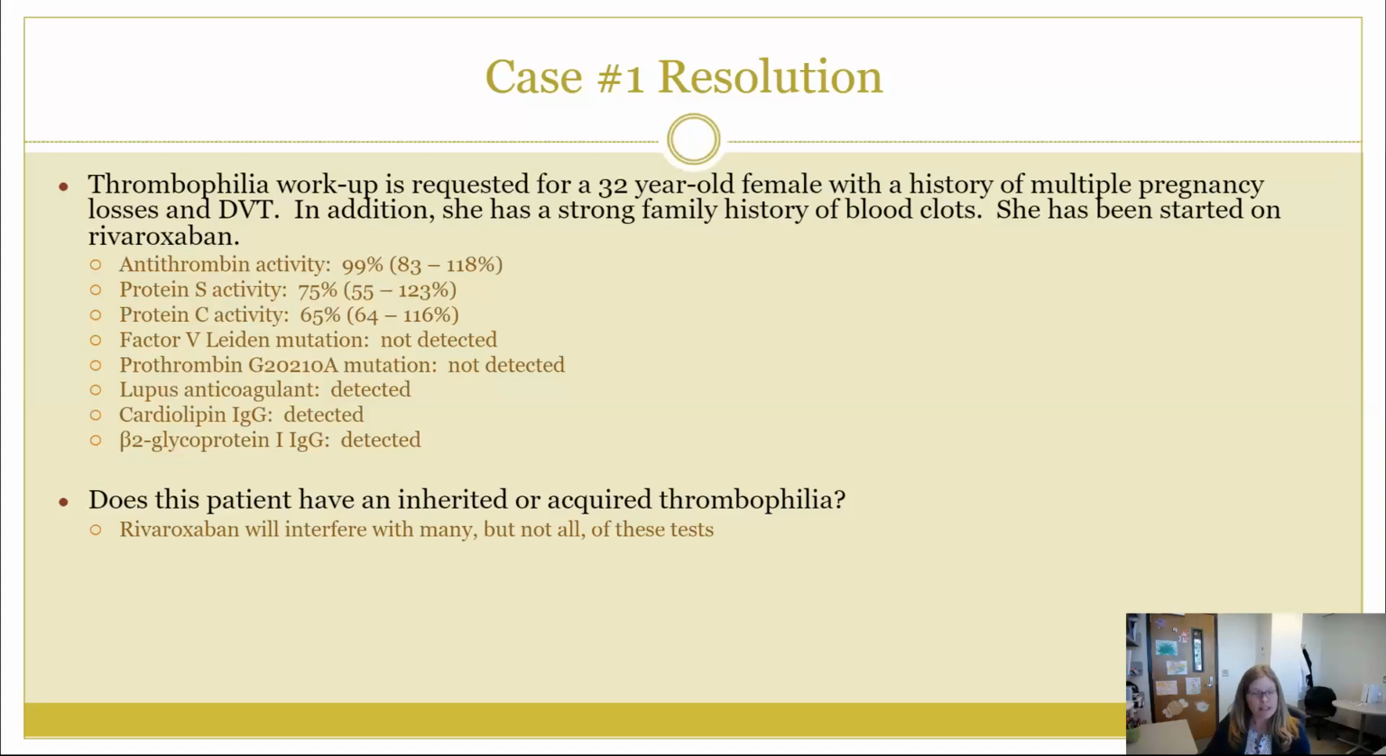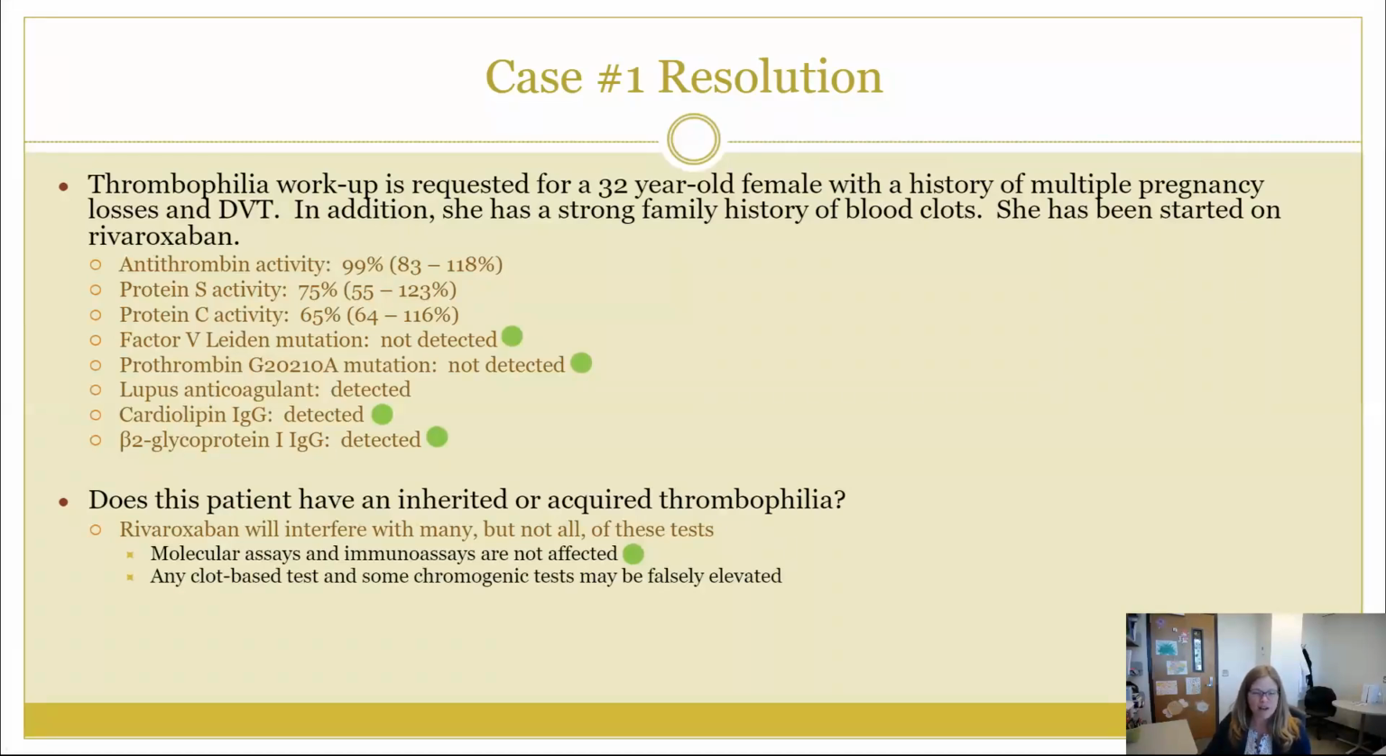So it's important to note that since this patient has already been started on rivaroxaban, it has the potential to interfere with many, but not all, of these tests. So first, let's start with the tests that we know are safe for our patient. If we have any tests that are performed with molecular assays or immunoassay methodologies, those should be reliable. So shown here with the green dot, factor V Leiden mutation and prothrombin gene mutation are reliable. The detection of IgG antibodies to cardiolipin and beta-2 glycoprotein 1 are also reliable.